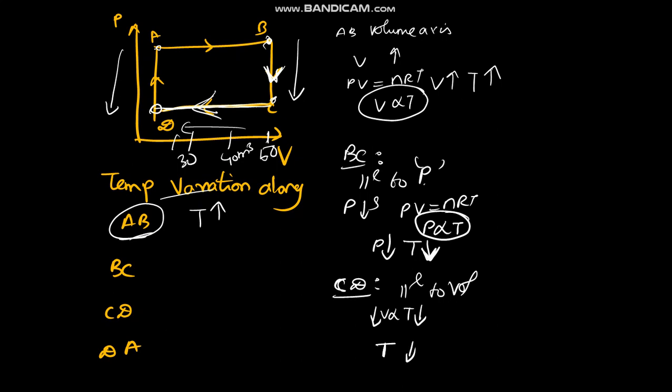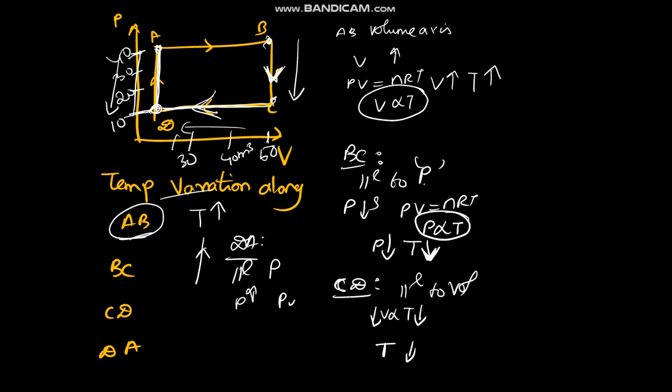Now let us see the variation along DA. So DA, the line points upward. DA is parallel to which axis? Pressure axis. So pressure is continuously increasing. Suppose here the pressure is 10 bar, here it is 20 bar, here it is 30 bar, here it is 40 bar. So continuously pressure increases.